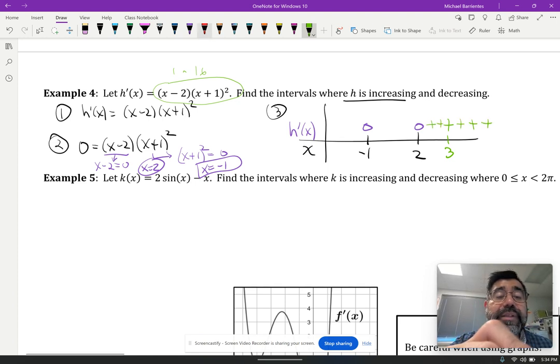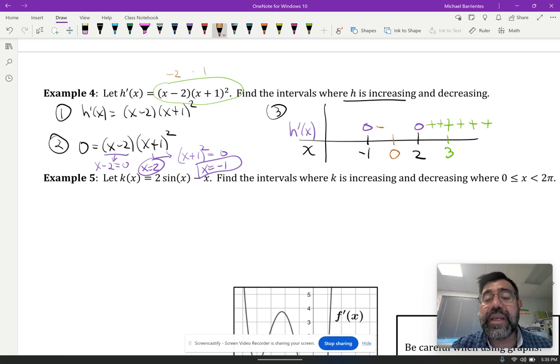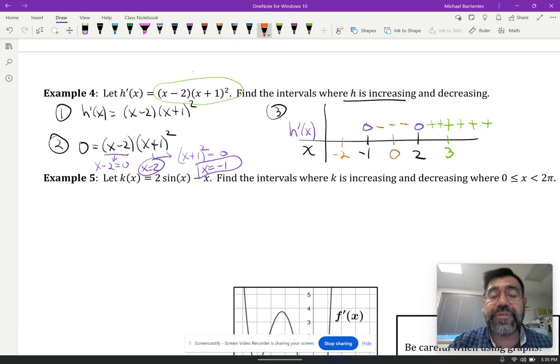Cool. Let's keep checking. Pick a number between negative 1 and 2. How about 0? If I substitute 0, 0 minus 2 is a negative 2. 0 plus 1 is 1. Squared is 1. That's going to give me a negative. Cool. Keep going. Pick one more on this side. How about negative 2? Negative 2 minus 2 will give me negative 4 times negative 2 plus 1 will give me negative 1. But when I square it, it becomes positive 1. Oh, I have negatives.